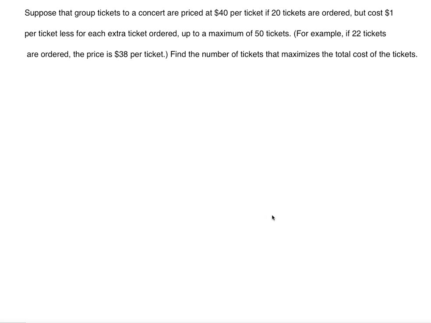Hello everyone, in this problem we're going to discuss an optimization example. Suppose that group tickets to a concert are priced at $40 per ticket if 20 tickets are ordered, but cost $1 per ticket less for each extra ticket ordered, up to a maximum of 50 tickets. For example, if 22 tickets are ordered, the price is $38 per ticket. Find the number of tickets that maximizes the total cost of the tickets.